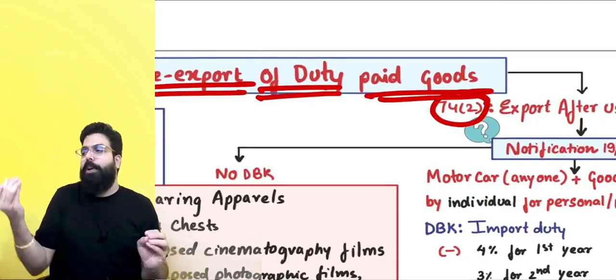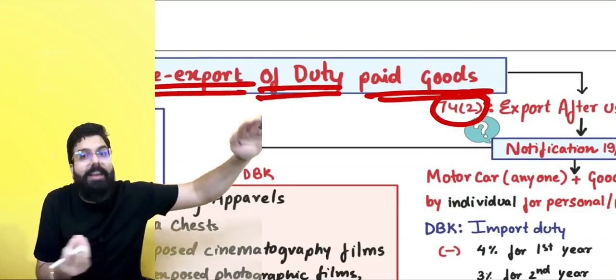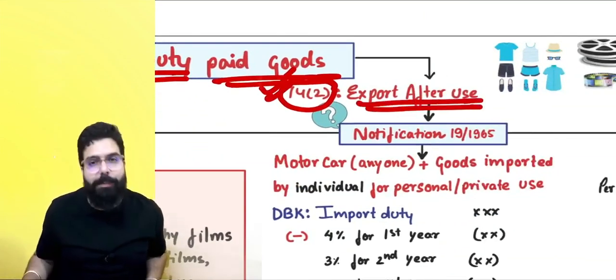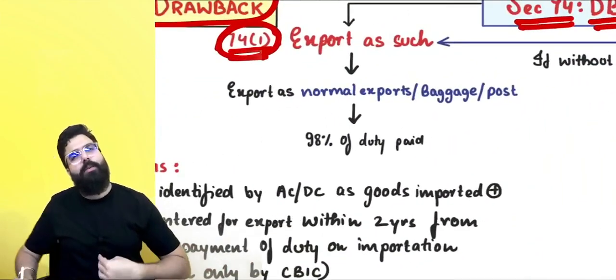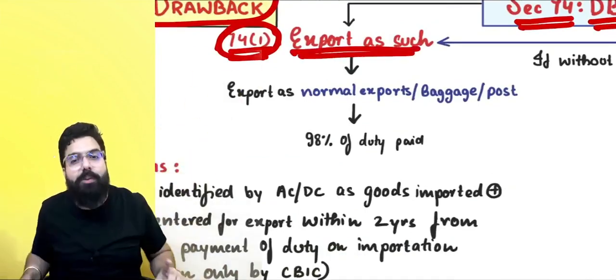Section number 74.2 deals with export after use. You imported something, used it for some time, and then exported. The duty drawback will be a little less, and that is told by export after use, section number 74 subsection 2. Section number 74 subsection 1, export as such. You imported something, exported as such without use.